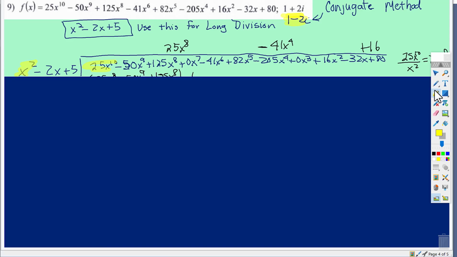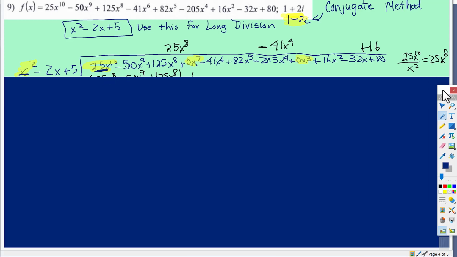Now, the one thing you have to remember is where you have those missing terms, the x to the 7th and x to the 3rd. When you do long division, you need to go ahead and put 0x to the 7th, 0x to the 3rd. And now we're going to start with the first term of the divisor and the dividend, and we're going to divide. So 25x to the 10th, divide x squared. When you're dividing powers, subtract exponents. So it becomes 25x to the 8th.